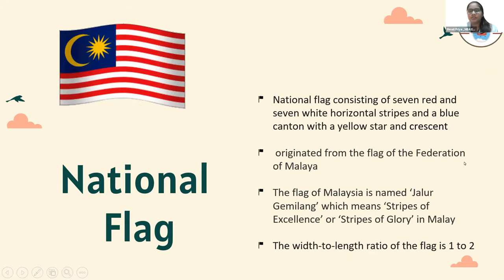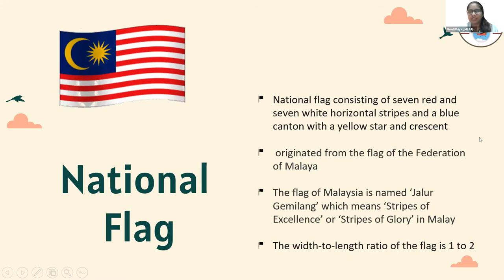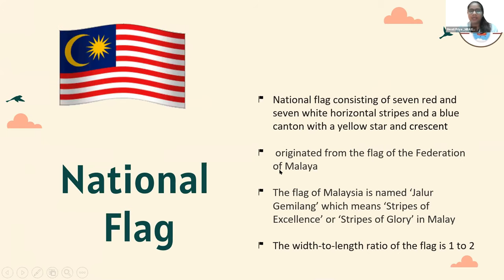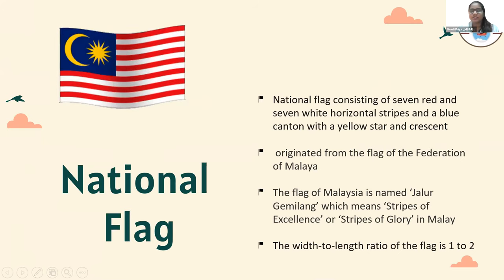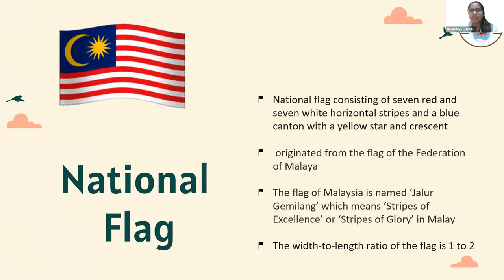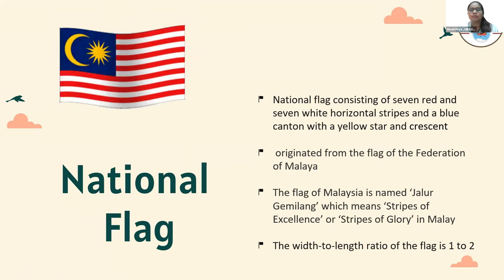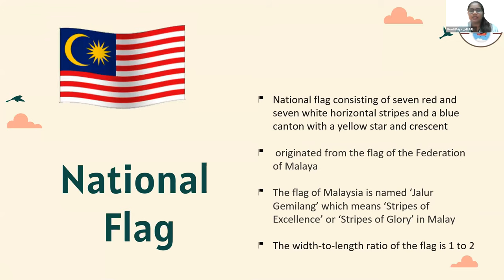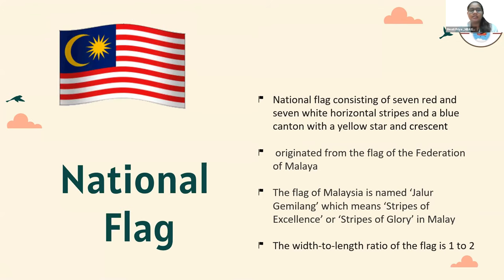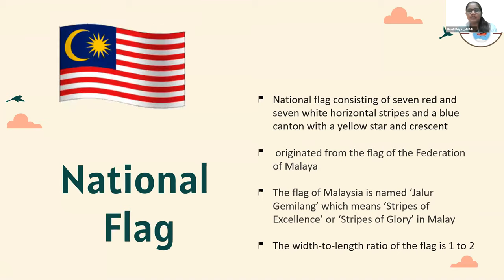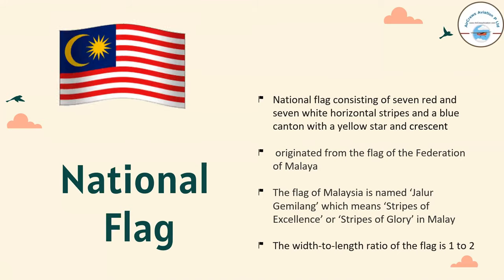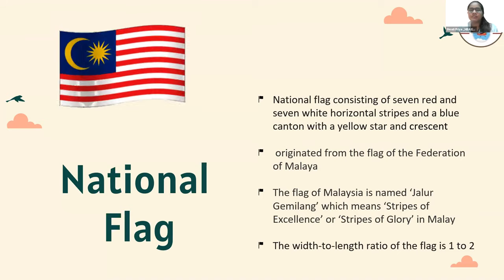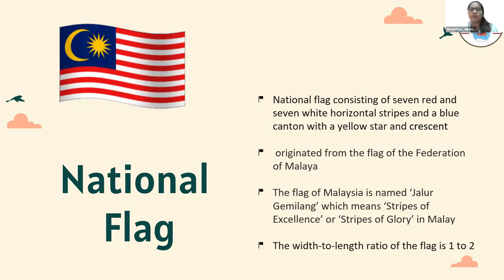Okay, so now Rudra, tell us about the national flag. The name of this national flag is Jalur Gemilang, a Malay phrase for stripes of glory. The flag has 7 white and 7 red horizontal stripes, a blue canton, and a yellow crescent moon and star. The crescent is the moon, and the star shows the unity of the country. This flag originated from the Federation of Malaya, which previously had 9 states in it, but now it comes under Malaysia.